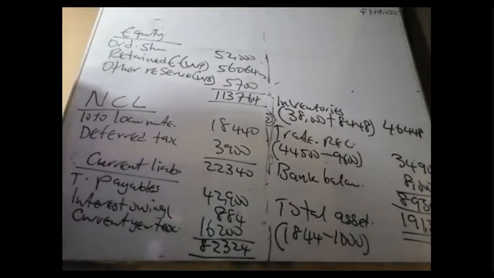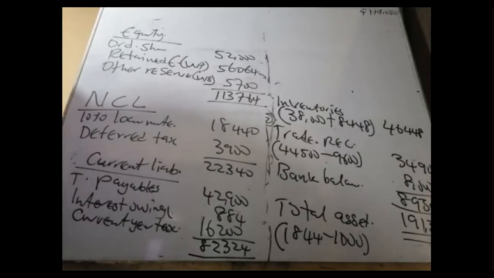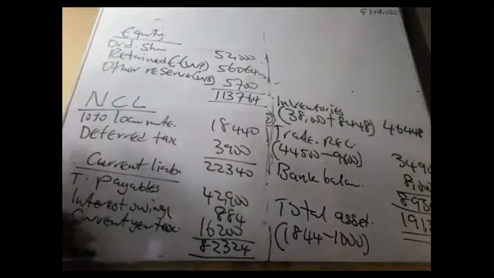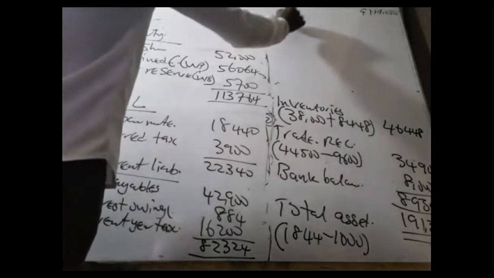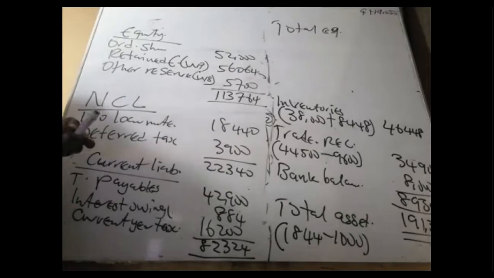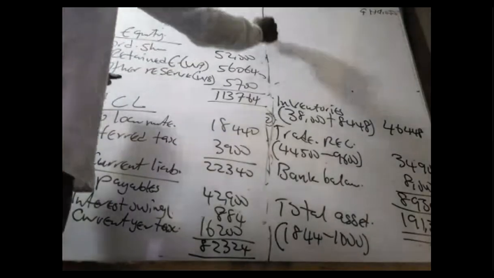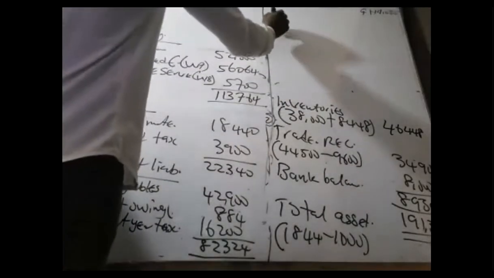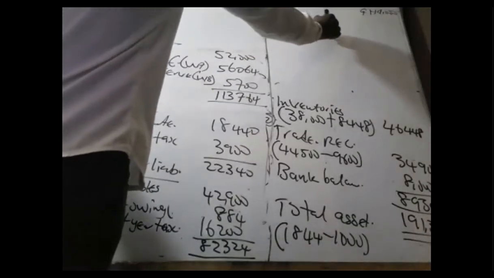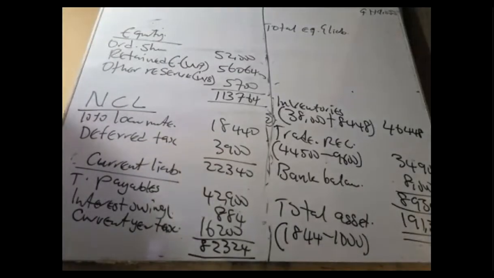Total equity and liabilities. So add this figure to this and let's see the game. And that is the end of the game. So for the next line, I know here is exhausted, so let me write it here: total equity and liabilities. Total equity and liabilities. Okay, so let's see the game.